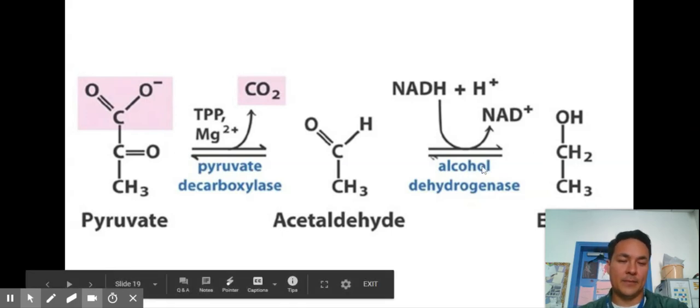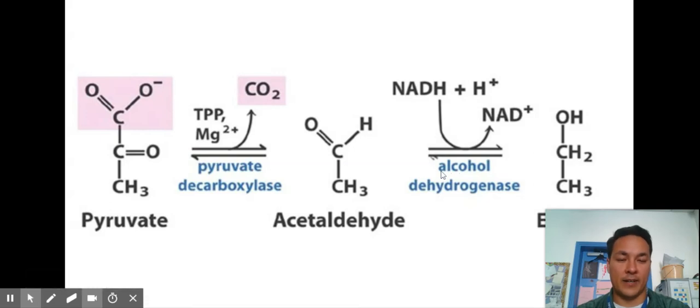Acetaldehyde can then be rearranged into ethanol with this enzyme, alcohol dehydrogenase, and this is going to regenerate NAD, or it's going to remake the NAD+. It's going to strip the electrons from NADH and the hydrogen proton. It's going to make NAD+.